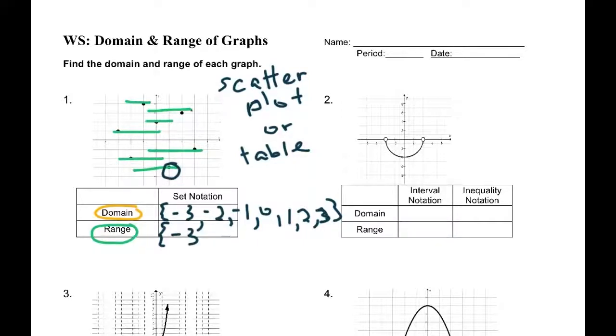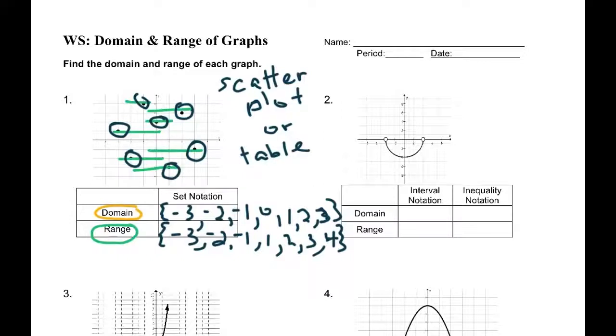-3, -2, -1. We're skipping 0 and going straight to a +1, +2, +3, and +4. So that is my domain and range. Sorry, I have a hard time writing small with the stylus.